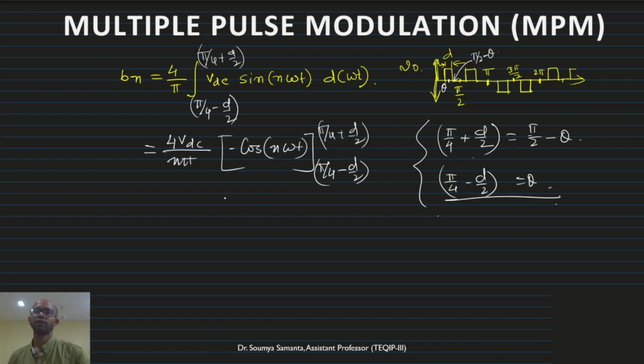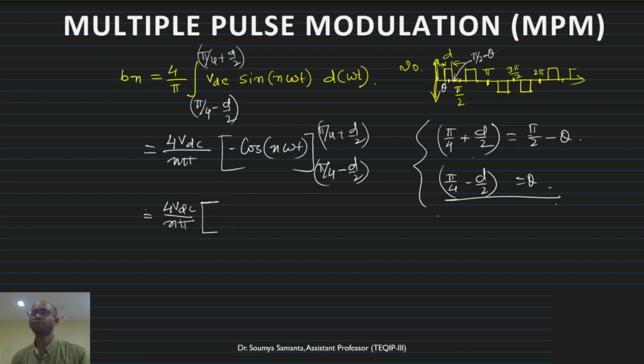That's all. So let me do it here. That is 4 VDC by n pi. Now the thing is that why I am deriving this one, because in many years the questions come from these types of derivations. Using these types of expressions you have to solve the problem, and that type of problem is generally given in the GATE. So you have to be thorough with this part.